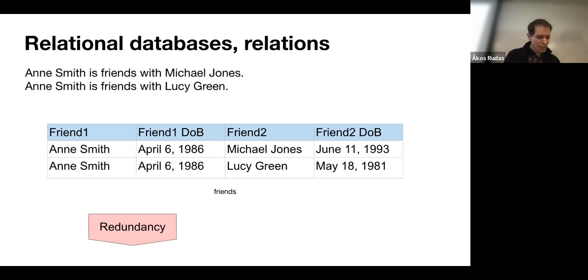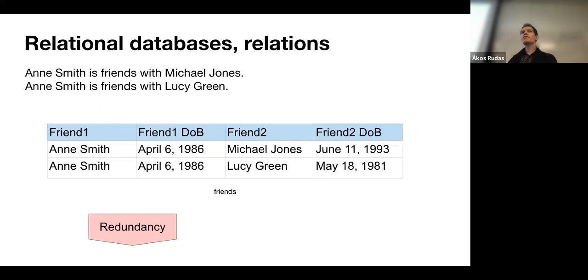So what happens, let's say, if we learn that Anne Smith's birthday was not recorded properly? Maybe that was a typo, and her birthday is actually April 16, 1986. So how do we solve it? What do we do? Any ideas how to fix it in this table?